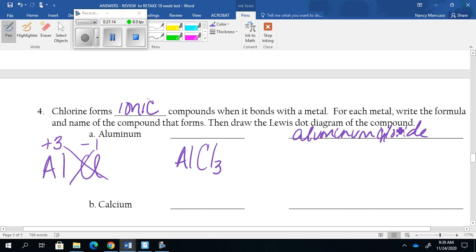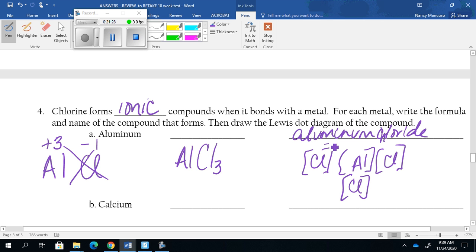The drawing would have to show atoms, brackets, charges, dots. So I need 1 Al and I need 3 Cls. 1, 2, 3. I need brackets around everybody. I need charges. -1, -1, -1 for my Cls. +3 for my Al. I make sure it adds up to 0. It does. Chlorine gets all 8 dots because it now has gained that 8th dot from the aluminum. So it is now stable.